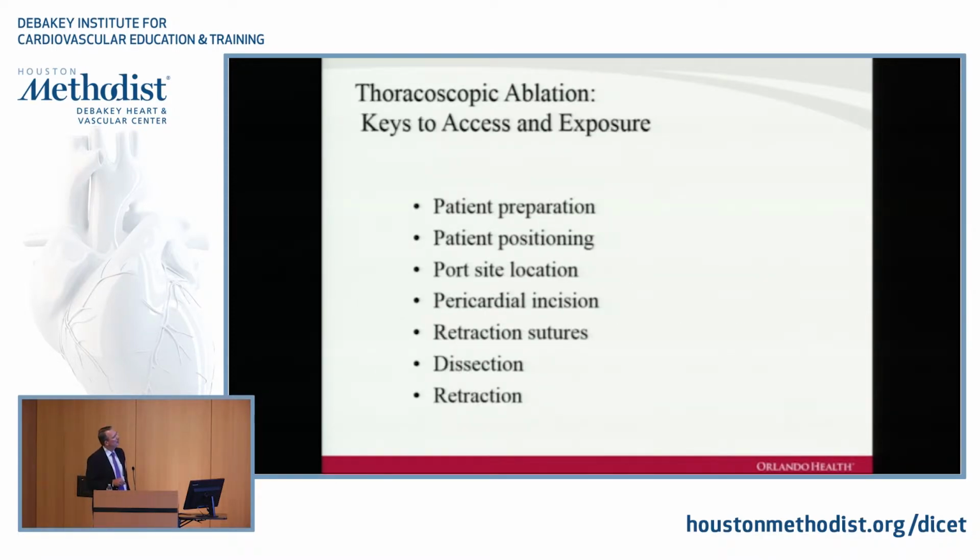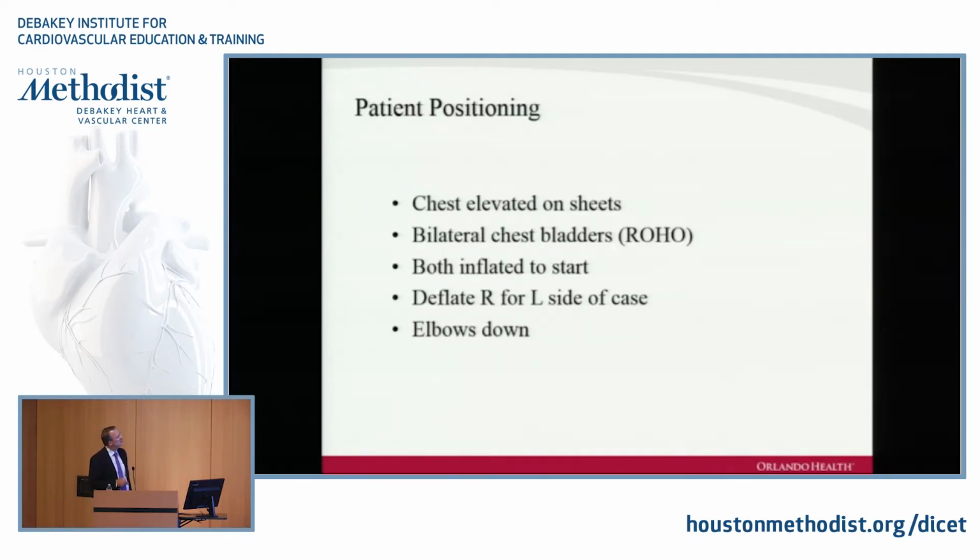for ablating AFib. We're going to talk just a little bit now about some of the logistics of this, and I'll mention some of these things briefly. We'll talk about patient preparation, positioning, port site selection, pericardial incisions, retraction, sutures, and dissection. These are all the things that we'll go through in the lab this afternoon, so I'll try to move through this as quickly as we can.